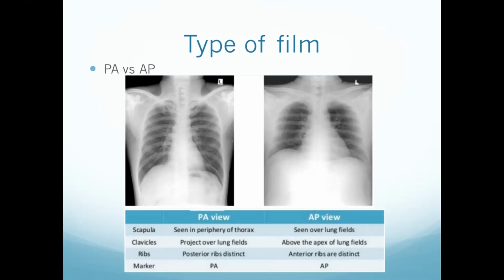And also with the AP film, you can see the scapula within the lung fields, which can obscure things a little bit. And just remember, whatever film you're looking at, if you look at the PA film, the posterior ribs will be a bit more distinct, but the other way around, if you're looking at the AP view, the anterior ribs will be a little bit more distinct.